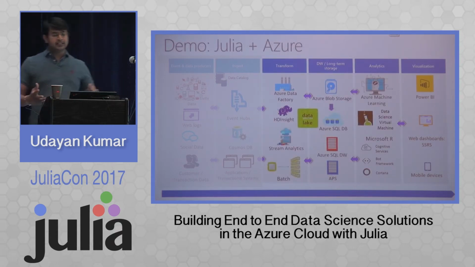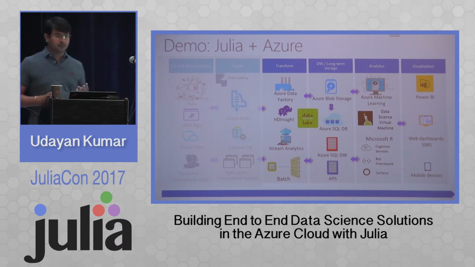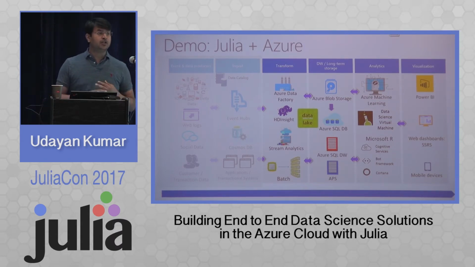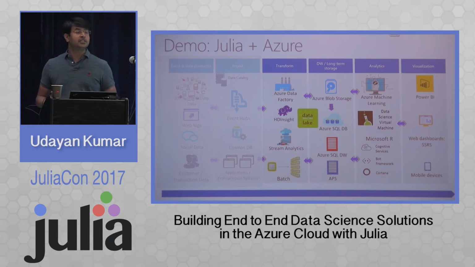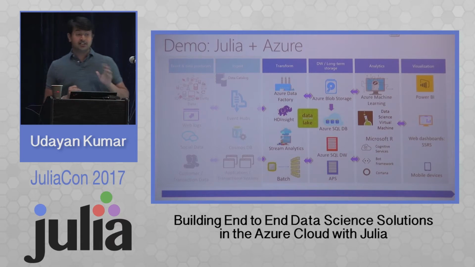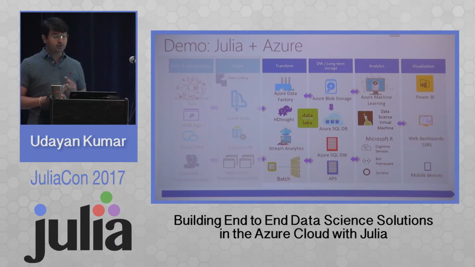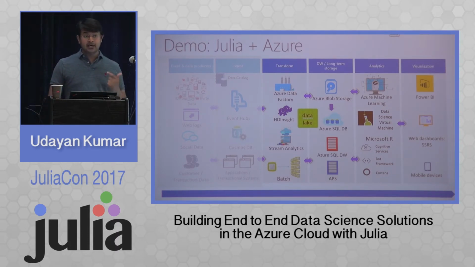So when I look at this and Julia, I feel like Julia fits into three layers mainly. The transform layer, where Julia code can be used to transform data, basically do ETL. There is an analytics role, which of course Julia plays, and there's also a visualization role. What I'm going to do is talk about how Julia fits in transform and analytics, and how it can read data from storage.